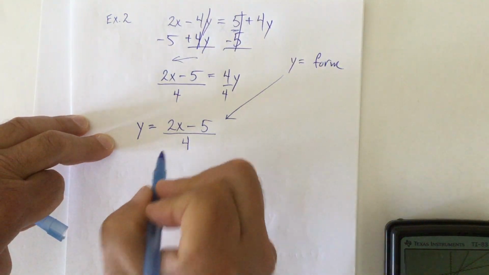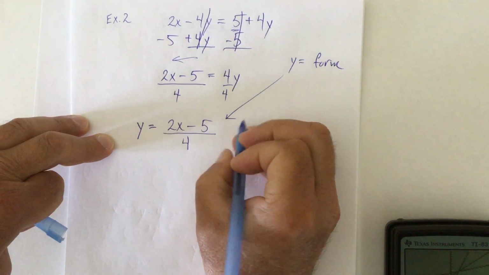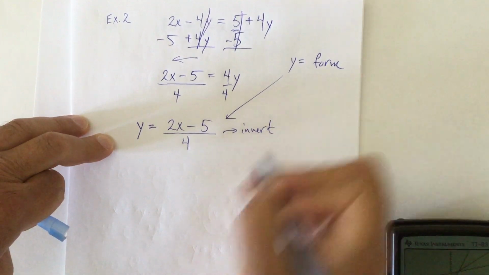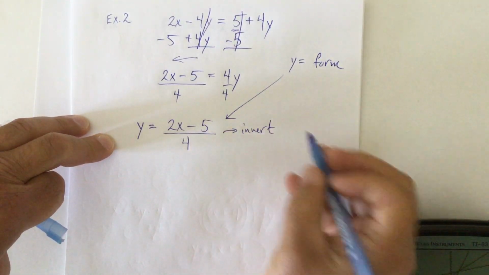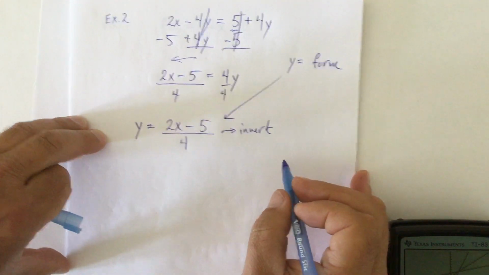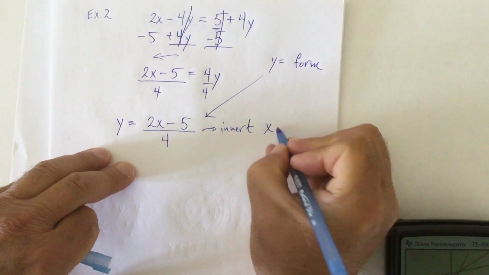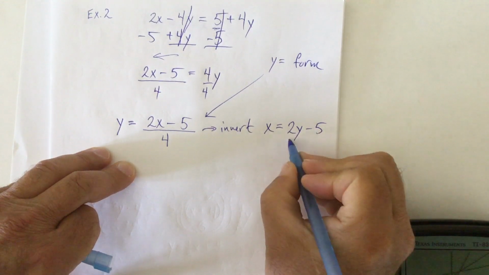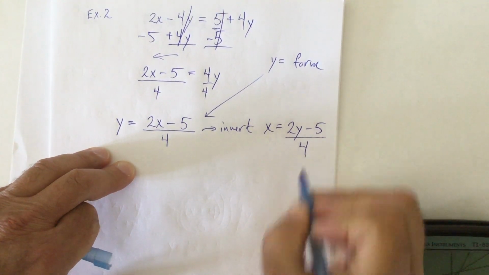Switch x and y. So now I'm going to find the inverse. So let's find the inverse. Let's invert this thing. So I'm going to put the x where the y is. Let me move over a little bit. X equals (2y minus 5), the whole thing over here divided by 4.